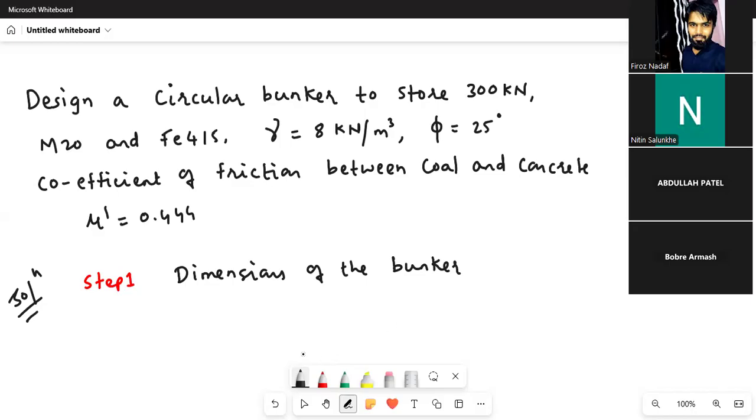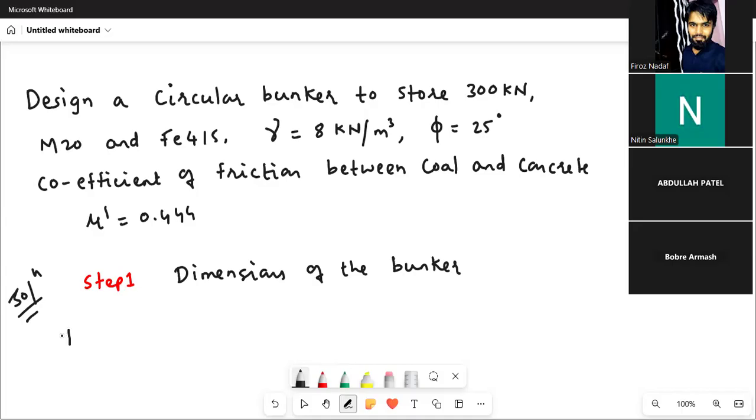Okay. Total weight of the bunker, total weight of the coal to be retained. Which material we need to store? The coal we need to store, okay? And the weight of the coal is given to you, 300 kilonewton.